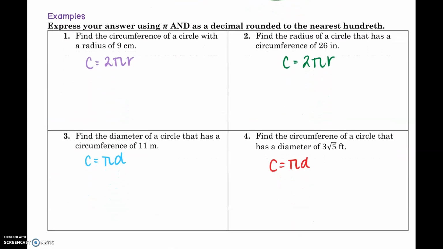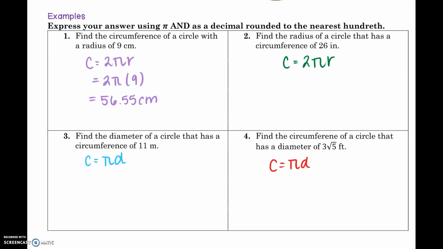So for example 1, we're finding the circumference of the circle with a radius of 9 centimeters. So we have 2 times pi times 9. We plug that in our calculator. We get 56.55 centimeters.